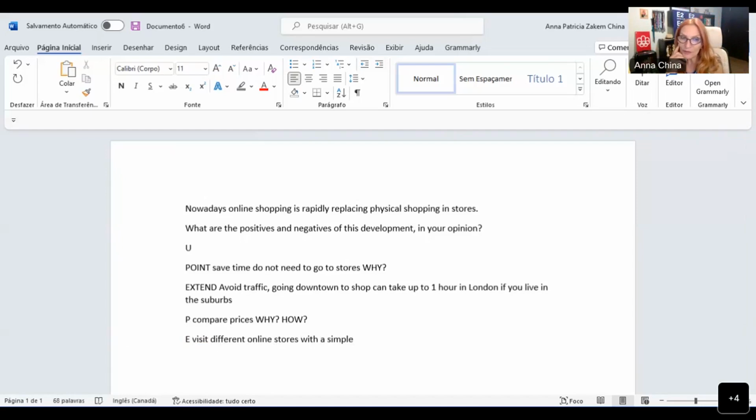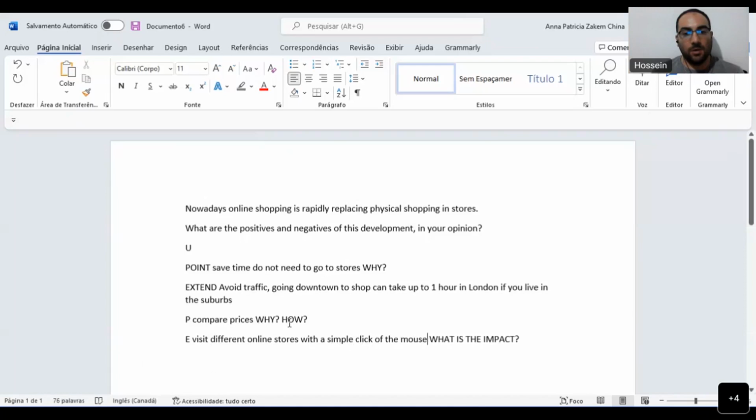Now think of yourself. What is the, you can ask implicitly, what is the impact of this? So when you visit online stores with a simple click, it would be easy to compare prices and to find the one you want with the right price. So you compare prices, and most likely the impact is that you will even end up saving money, right? Time and money. Time and money, there we go.